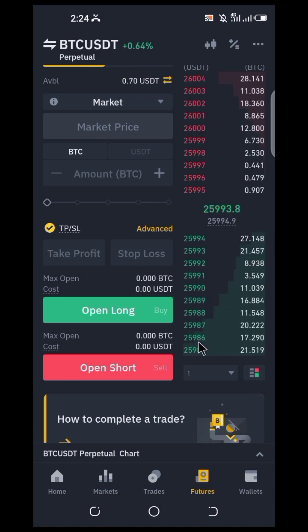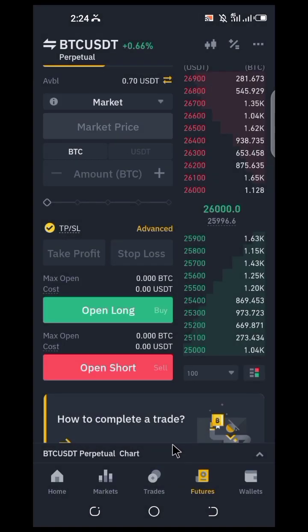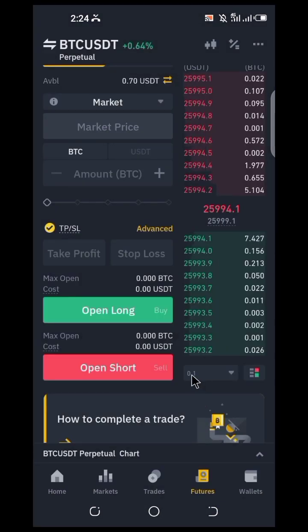So if you don't want it to be in decimals, you can leave it at 1, and you can also leave it at 10, 50, or 100. When I leave it on 100, you realize that here we have 26,000, and then here we have 26,000, 25,900. So that is in hundreds. If you want it in decimals, you leave it on 0.1, and then you can have it as 25,999 point something. So basically that's what this allows you to do.